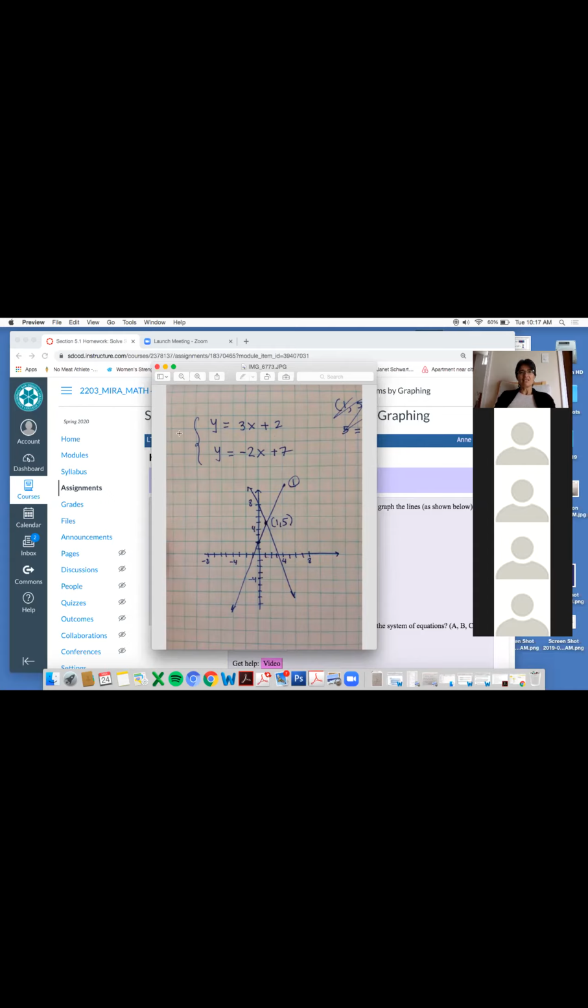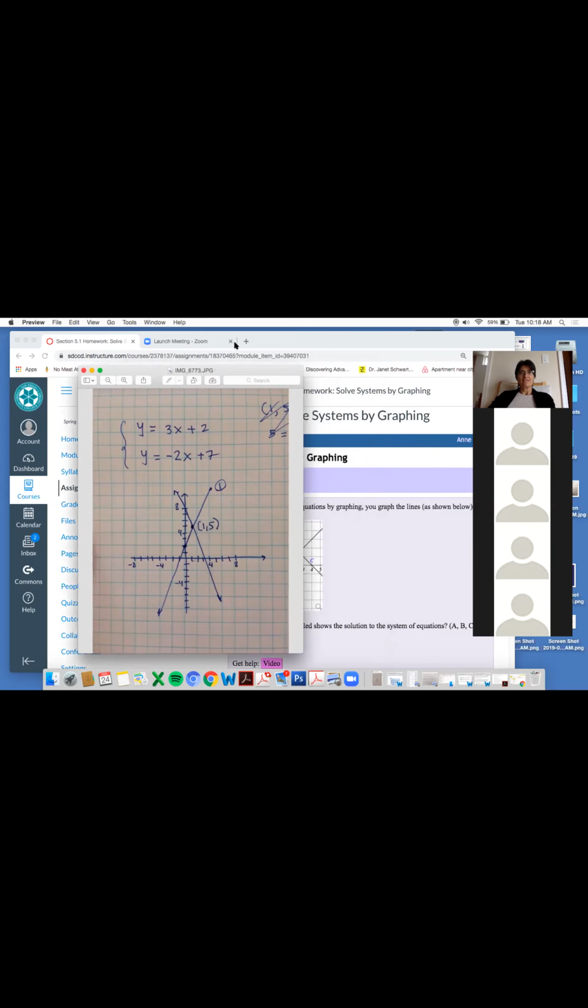All right. So this is what my solution looked like. The first equation, y equals 3x plus 2. I graphed the 2 first, and then the slope was 3/1, so I went up 3 and 1 to the right. For the second equation, I graphed 7. Actually, it looks like I went to 8. I should have gone to 7, right? And then the slope of -2 was down 2 and over 1. And then when you draw both lines, it looked like they met at (1, 5).